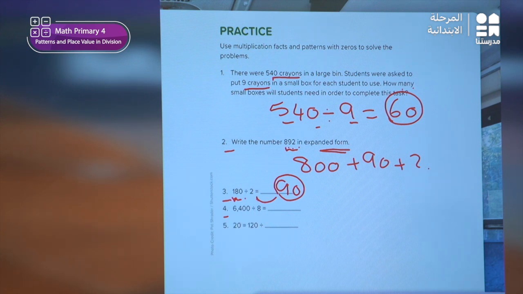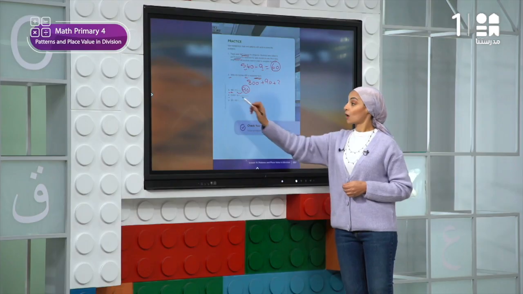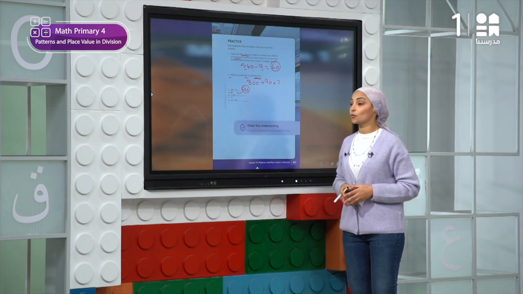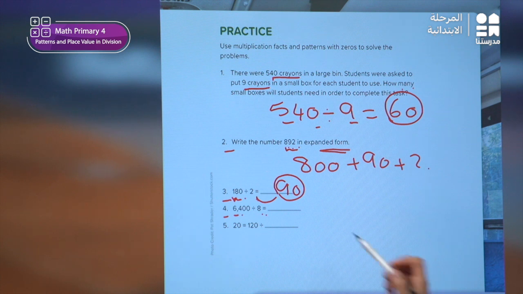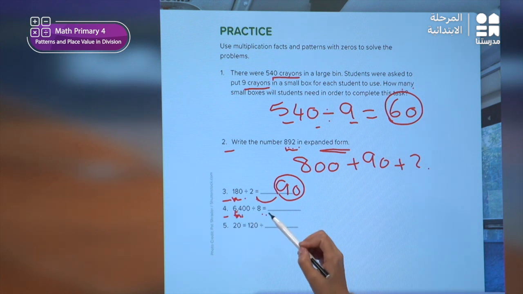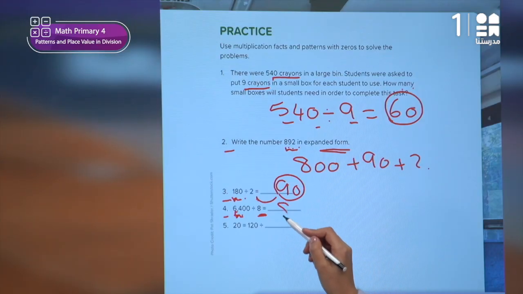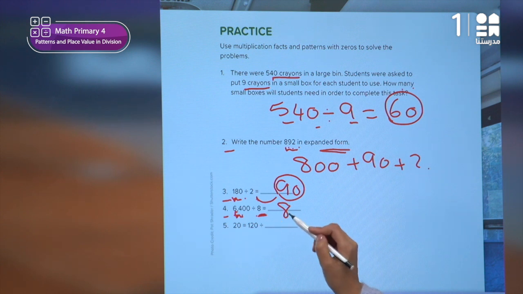Problem number 4, you want me to make division 6,400 divided by 8. Now, I will take the first digit, which is 6. هو 6 multiple of 8? Of course, no, 6 is not multiple of 8. هعمل إيه؟ I will take the next digit. So, 64, yes, 64 is multiple of 8. Now, ask yourself, هي 8 times what gives me 64? Of course, 8 times 8 equals 64. So, 64 divided by 8 gives me 8.